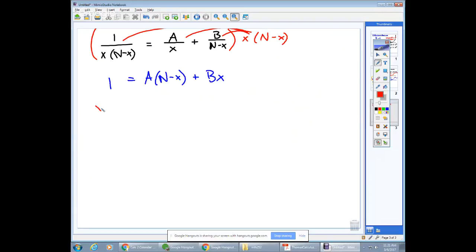So here, I think I would let x equal 0. That's pretty convenient because then this term goes away, and that's going to lead to 1 equals AN. And that implies that A has to be 1 over capital N. And then next convenient x value, capital N there. And so then this term zeroes out, and I get 1 equals BN. So check that out. B is also equal to 1 over N.